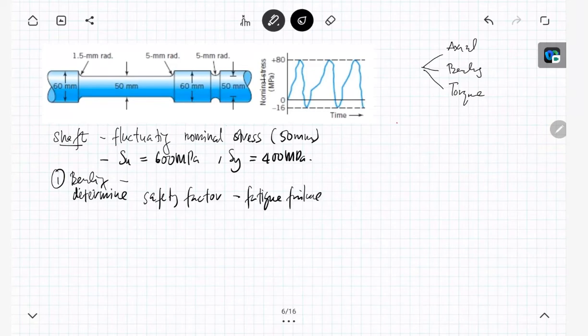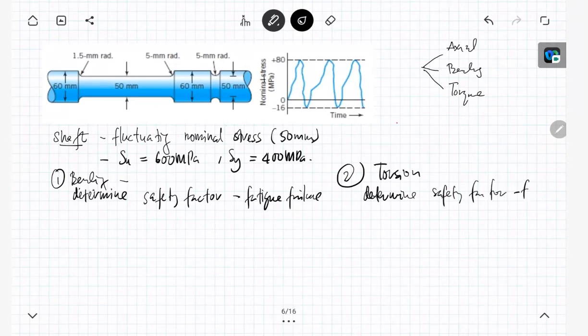Next, the second question: if this nominal stress is torsion due to torque, same, determine the safety factor for the fatigue.